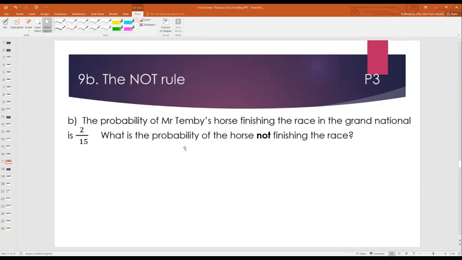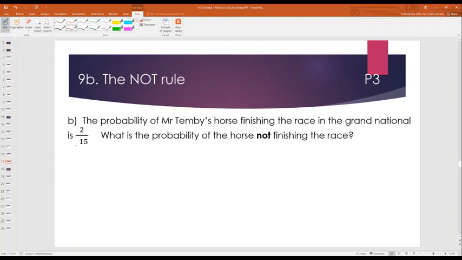Okay, moving on. Still the not rule then, but fractions this time. So the probability of Mr. Tenby's horse finishing the race in the Grand National is 2/15. What is the probability of the horse not finishing? So again, there's only two things that can happen. The horse will either finish the race or it won't finish the race. There's no in between. We know probability adds up to 1.